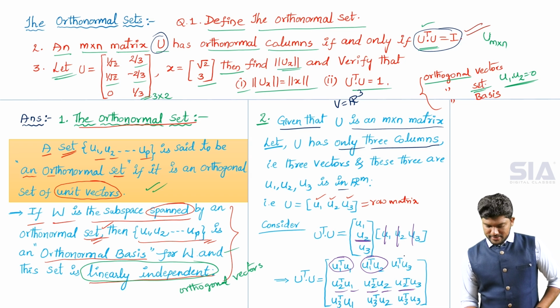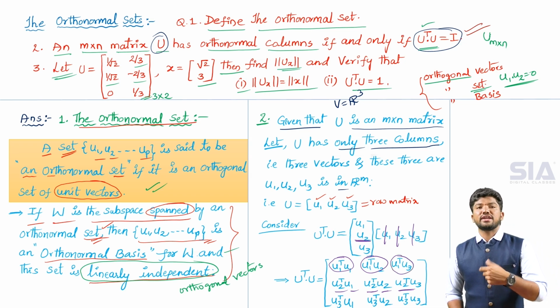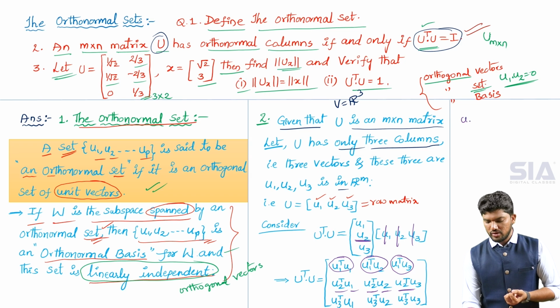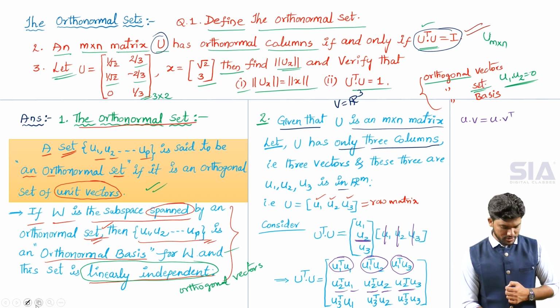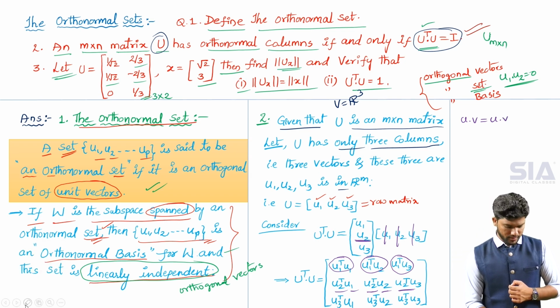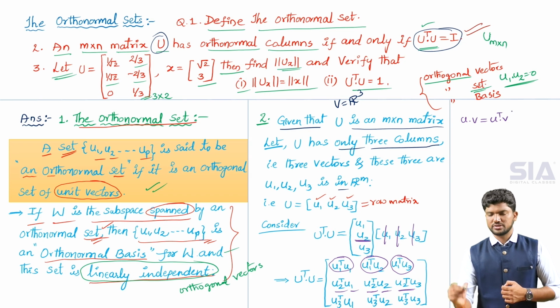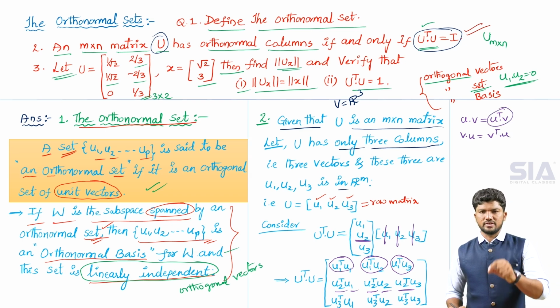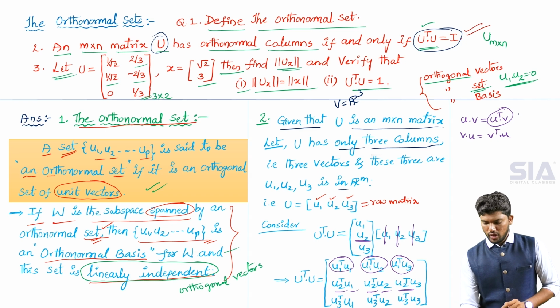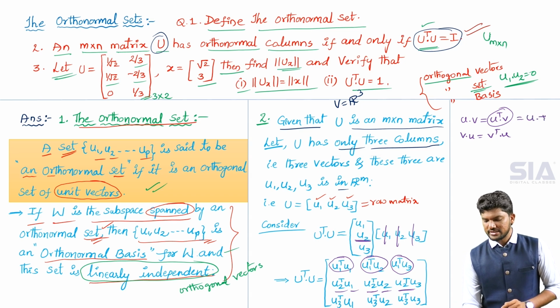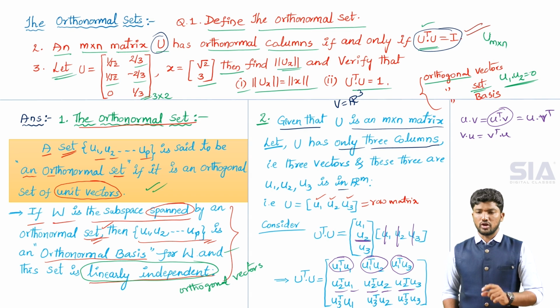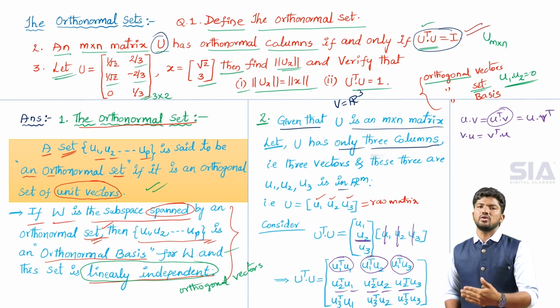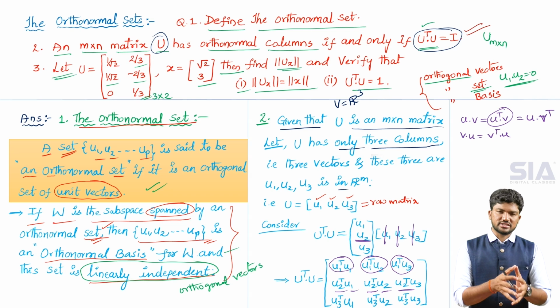Here the entries in this matrix are in the form of inner product. What is that inner product form? Whenever you take U into V, according to the definition of inner product, we can write U transpose into V. Or else if you take V into U, we can write V transpose into U. If you apply the transpose to the first vector, it is the inner product. If you apply the transpose to the second vector, it is called the outer product.